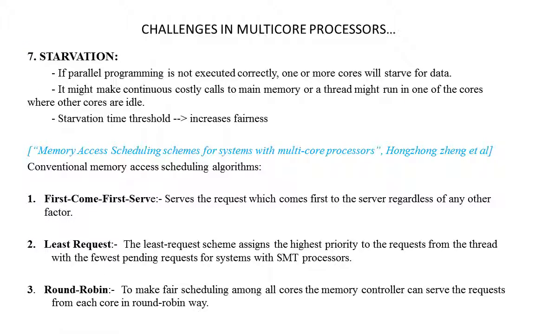The next problem in multi-core processors is starvation. The multi-core multi-thread processors have made memory bandwidth a crucial resource, wherein each extra core or thread generates extra memory traffic. If the parallel programming is not executed correctly, one or more cores will starve for data. This can be solved by implementing memory access scheduling algorithms. Another solution is adding a starvation time threshold to identify the requests waiting for a long time and serve them first. This method can be used to improve fairness.